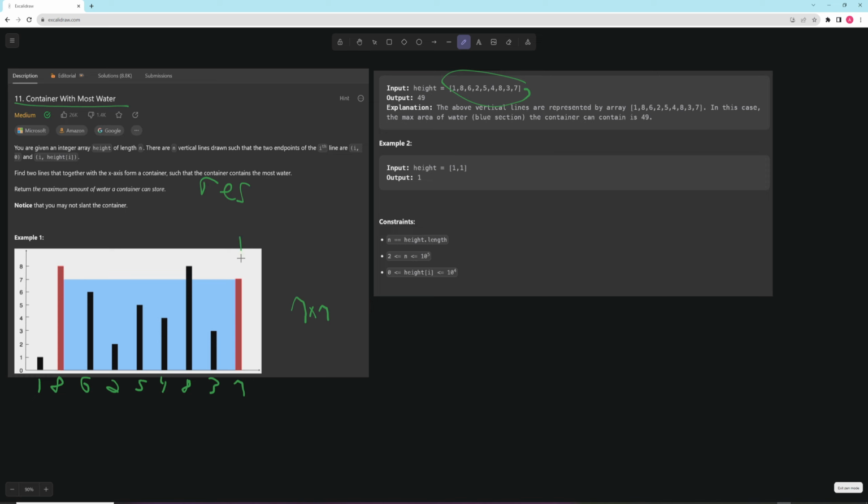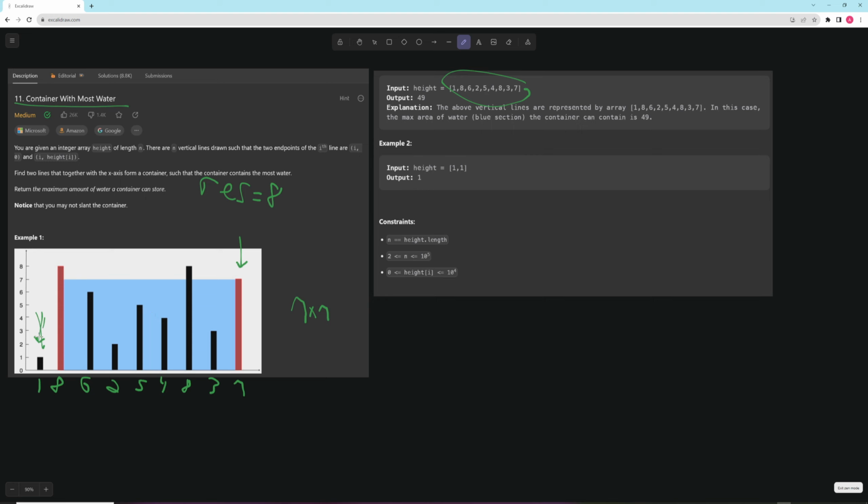So essentially what's going to happen is we're going to start here. And this is length 1, 2, 3, 4, 5, 6, 7, 8. So this would be area 1 because you take the smallest side. Sorry, it's actually going to be 8 times 1, right? So it's going to be 8. Okay, now we can move one of these forward.